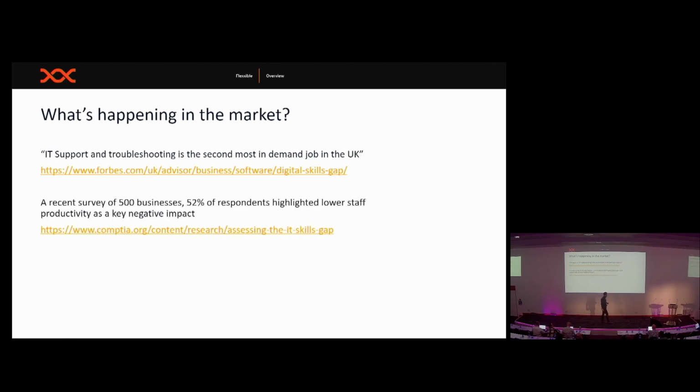One of the next things that we're seeing is that lower staff productivity is one of the biggest impacts of this skill shortage.